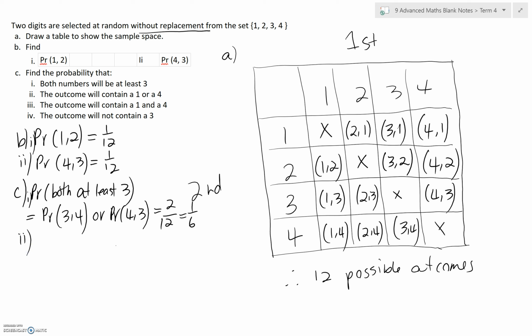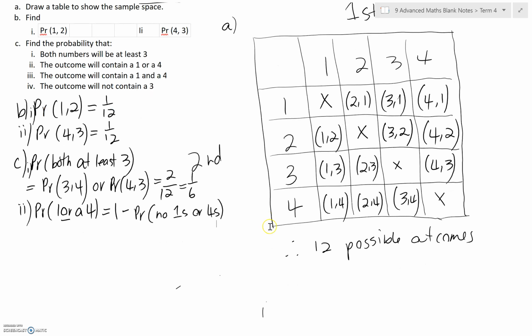Now, the next one, probability that the outcome will contain a 1 or a 4. Because we want a 1 or a 4, that means we don't want any outcomes that don't have any 1s or don't have any 4s in it. So in this case, it's probably easier to use the complement. Take 1 and take away what we don't want. So we don't want a probability that has no 1s or 4s in it, because if we have a quick look at the table, there's quite a lot that have got 1s or 4s.